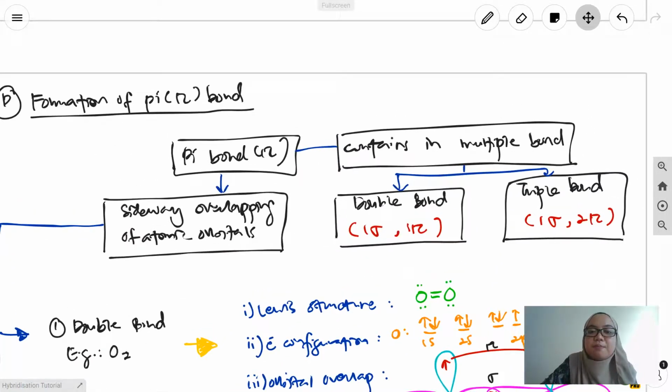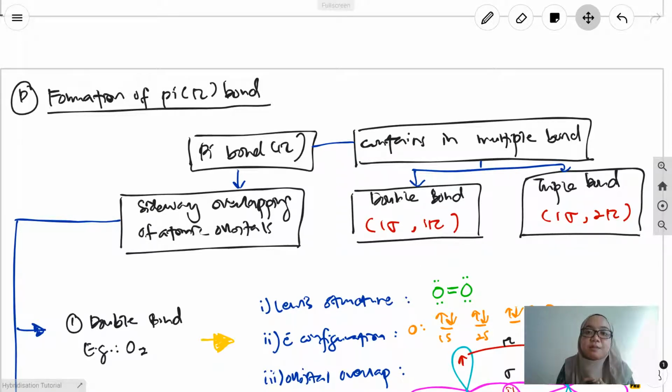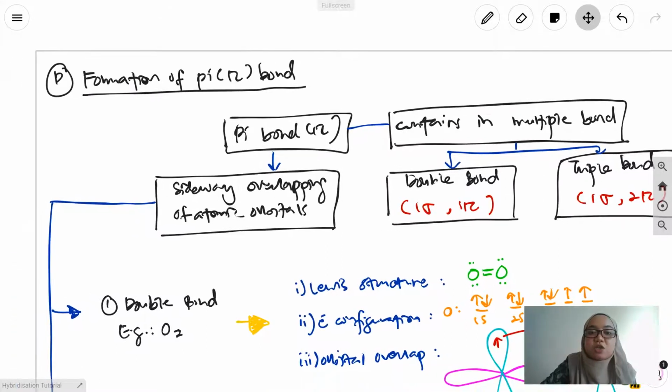A pi bond is found in multiple bonds. Multiple bonds consist of double bonds and also triple bonds. A double bond contains one sigma bond and one pi bond, and a triple bond consists of one sigma bond and two pi bonds. Just now the sigma bond was formed by the end-to-end overlapping of atomic orbitals. A pi bond is formed by the side-by-side or sideways overlapping of atomic orbitals. Not end-to-end. This is end-to-end, this is side-by-side.